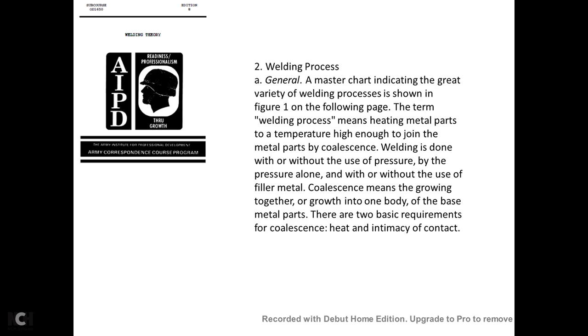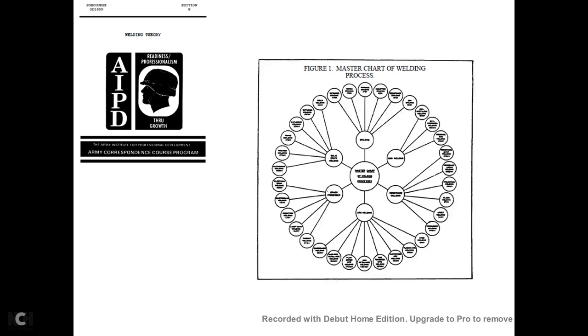Coalescence means the growing together, or growth into one body, of the base metal parts. There are two basic requirements for coalescence: heat and intimacy of contact. This is a master chart. You can find these on the internet. It shows the welding processes. It's too small, I'm sorry.